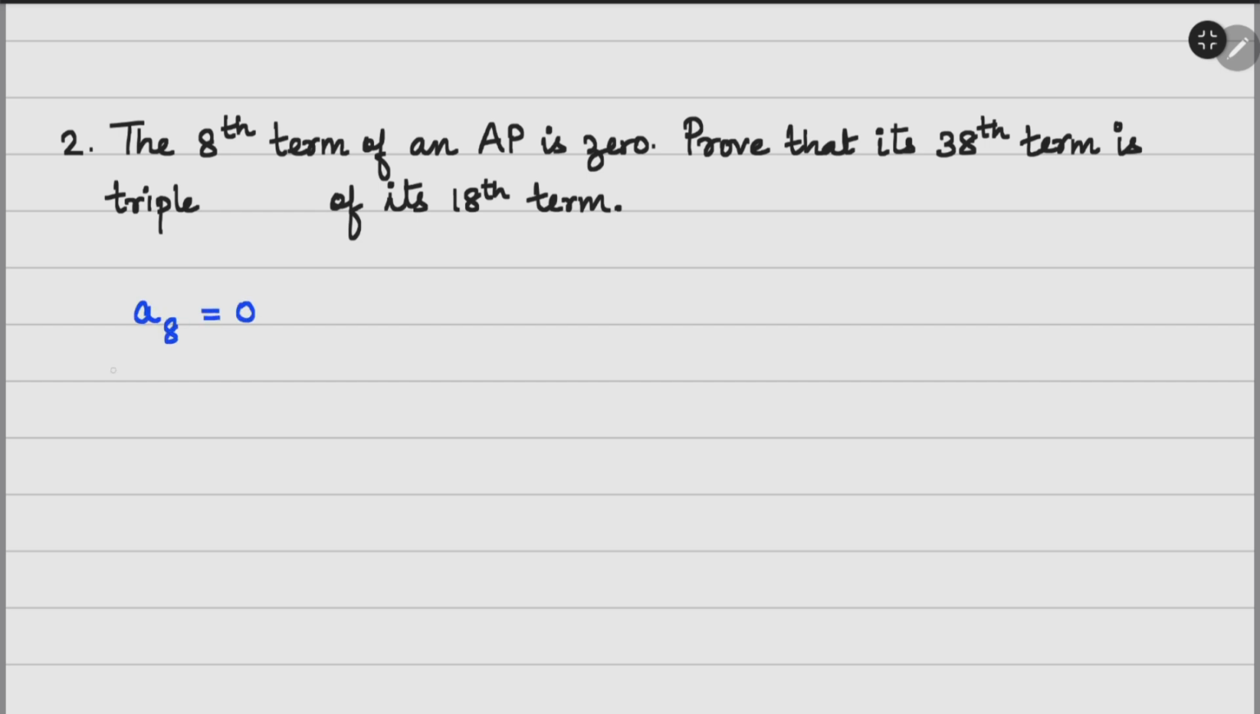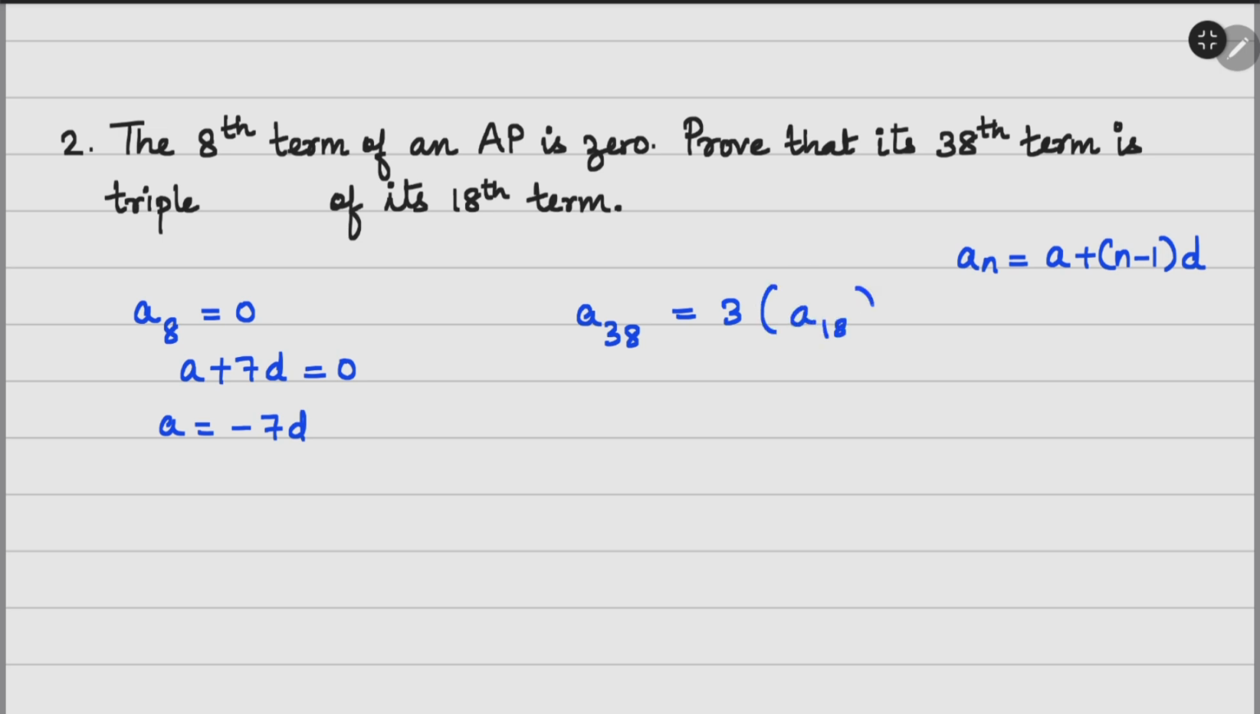So A8 is equal to 0. We know the formula an is equal to a plus n minus 1 into d. So A8 is equal to a plus 8 minus 1, that is 7, into d, and this is equal to 0. A8, which is a plus 7d, is equal to 0. Or I can write a is equal to minus 7d. We have to prove that the 38th term, A38, is equal to three times the 18th term.